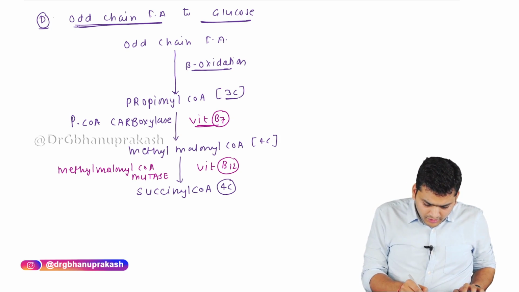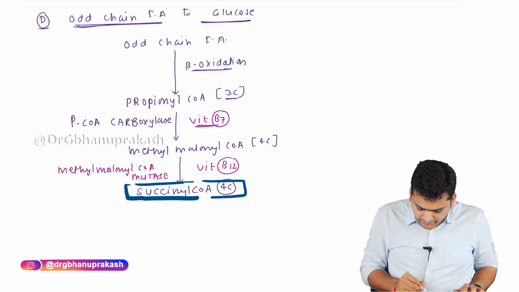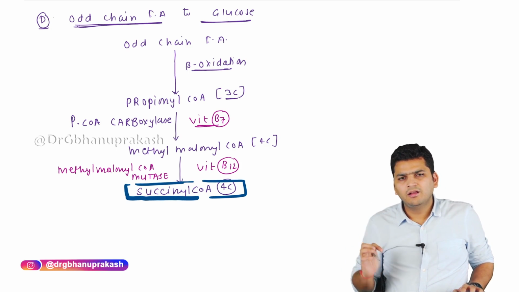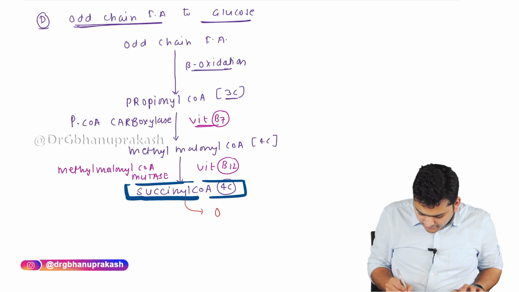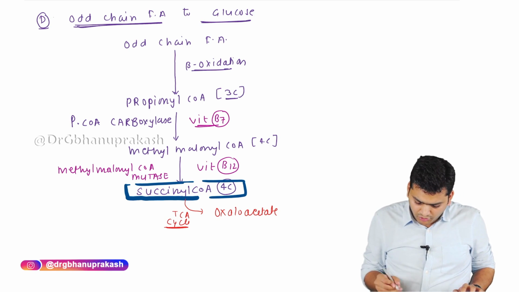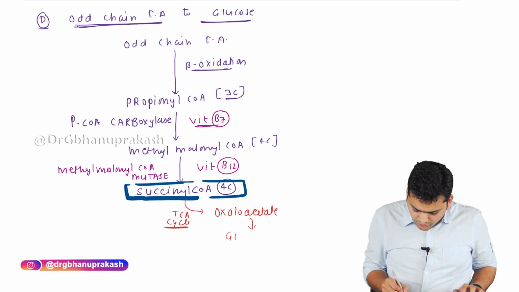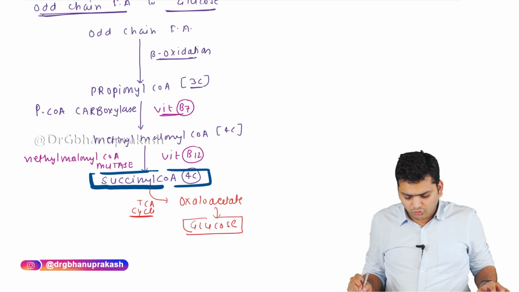Now once you have made the intermediate of the Krebs cycle, succinyl CoA, from that we can easily make the oxaloacetate via the TCA cycle enzymes. Via the TCA cycle enzymes we can make the oxaloacetate, and from the oxaloacetate we know how to make glucose. Right? So this is how we can convert an odd chain fatty acid into glucose.